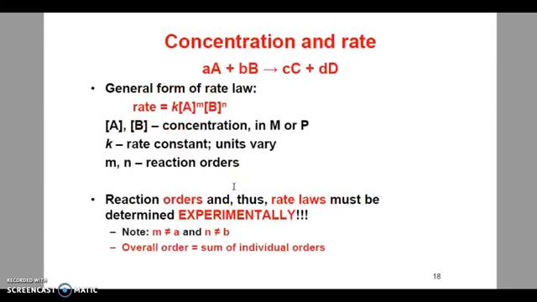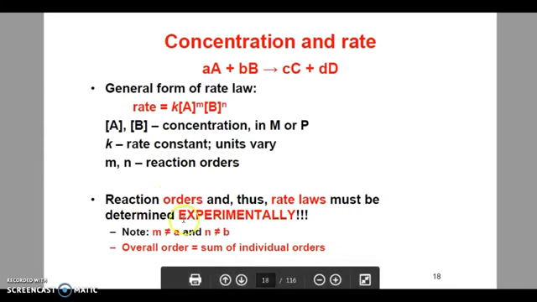Concentration and rate. General form of a rate law can be expressed as rate is equal to K A to the power m B to the power n. Here A and B are concentration terms, K is a rate constant, m and n are reaction orders. Reaction orders and thus rate law must be determined experimentally. That is, we can say that order is an experimental quantity.